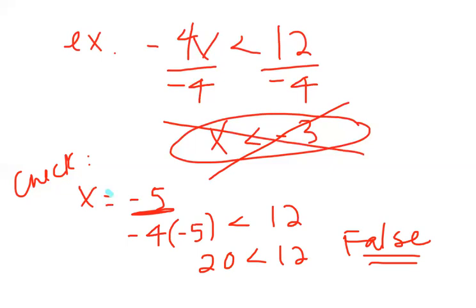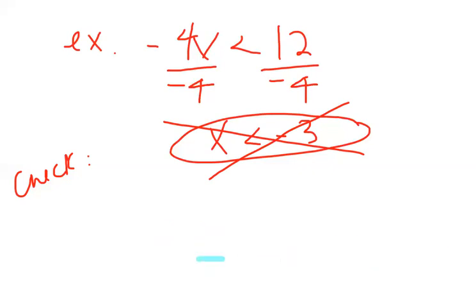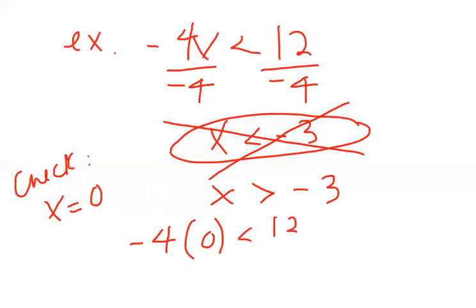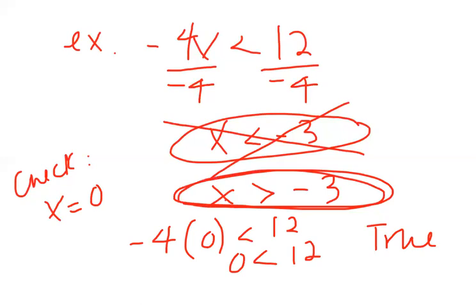However, guys, if we go back and reverse the inequality symbol so that it reflects x is greater than negative 3, this would mean every value greater than negative 3 will make the problem true. So let's test it out again. My favorite number to test with is x equals 0. I go back into the original inequality, plug in 0 for x, and what do I get? 0 is less than 12. Is 0 less than 12? Absolutely true. Since 0 is greater than negative 3 and it makes the original problem true, every value greater than negative 3 will also make the problem true.